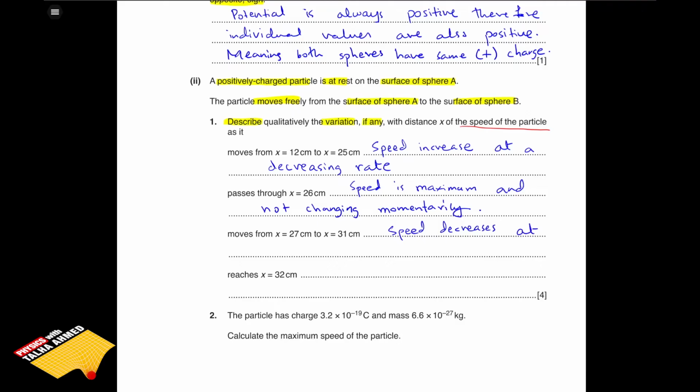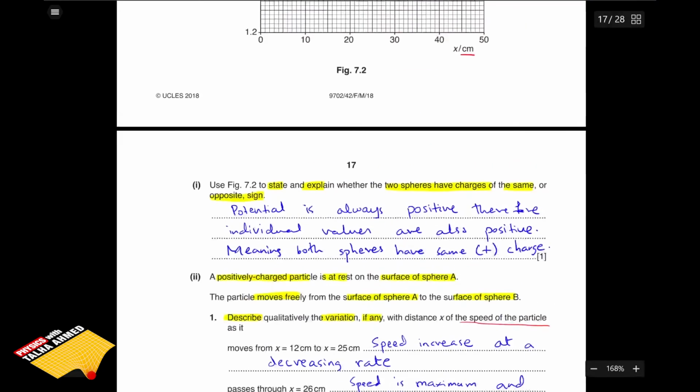Again, look at the gradient of the graph. Initially, it's much shallower, and then afterwards, the graph becomes much steeper. So this time, the speed is decreasing, but at an increasing rate because the gradient is increasing.